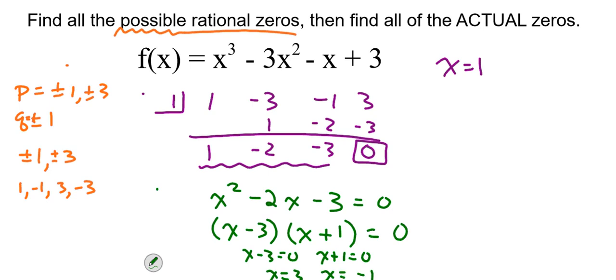So our zeros are x equals 1, negative 1, and 3. Could you write it as plus or minus 1, comma 3? Sure you can. I'm not sure which way WebAssign will want you to do it. But there we go. We found all the actual zeros.